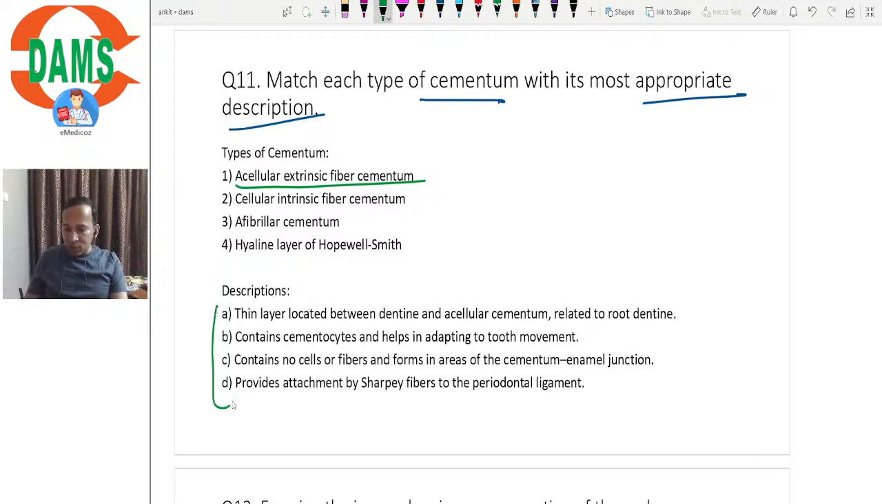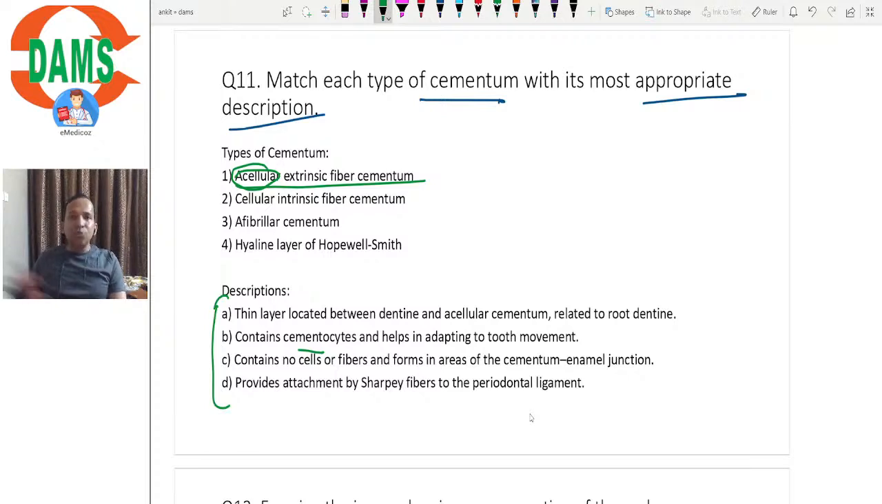So which of these four do you think is a description for acellular extrinsic fiber? Option A: thin layer located between dentine and acellular cementum. तो ये तो वैसे ही नहीं होगा, acellular cementum option में ही आ गया है ना. Option B contains cementocytes, and here the first word itself is acellular, isn't it? Option C: contains no cells or fibers and forms in area of the cemento-enamel junction. Option D provides attachment by Sharpey's fiber to the periodontal ligament.